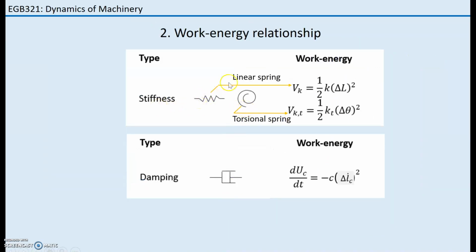Next elements are stiffness. For a linear spring, we get elastic potential energy as 1 by 2 times k times linear deflection squared. For a torsional spring, we get half k times angular deflection squared. To get the expression for viscous damping, let's consider power of the damper P equal to the scalar product of force acting on the damper and velocity of the point of application. So we get this form from here.